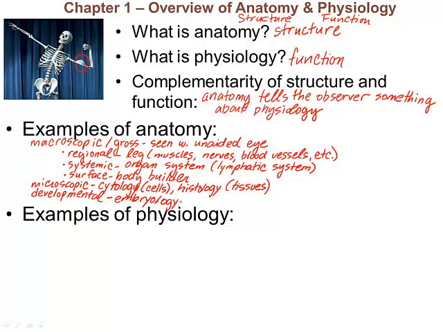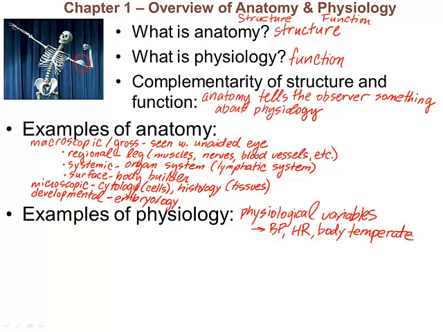Examples of physiology are anything that deals with function. So oftentimes we're going to see certain physiological variables that indicate the study of physiology. For example, if somebody is measuring the blood pressure, the heart rate, or the body temperature, any variable that could represent a change in function is a physiological variable.